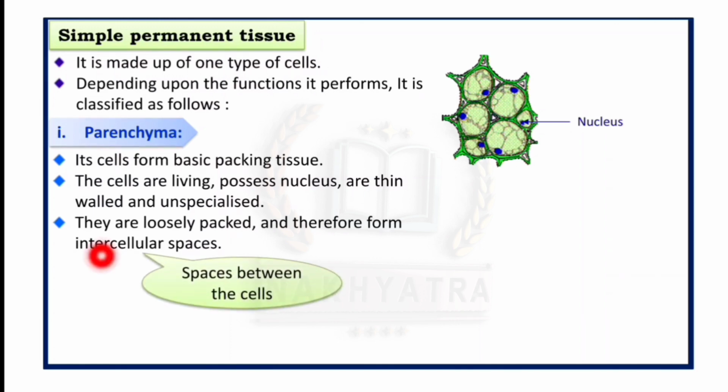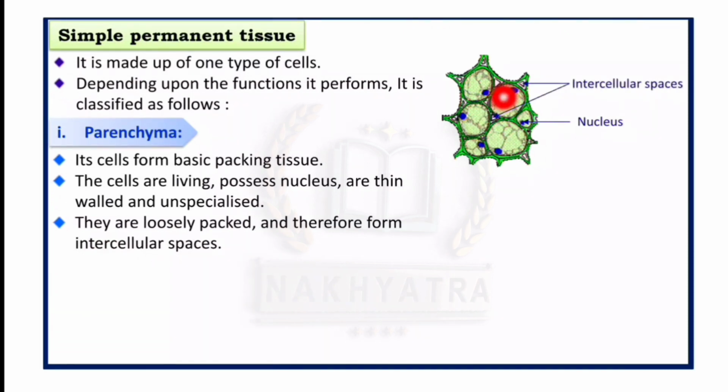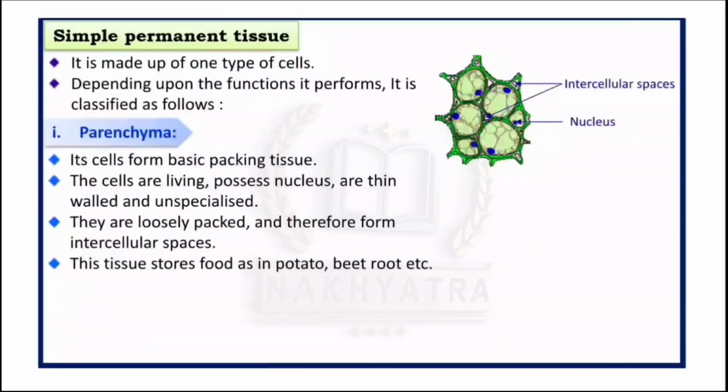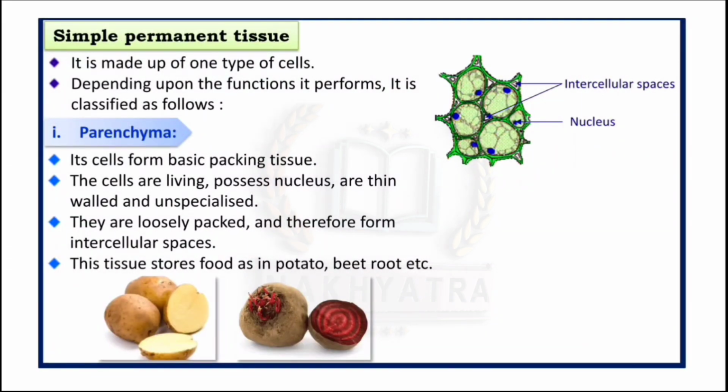Now intercellular spaces means spaces between the cells. So see here, these are the intercellular spaces. Now these parenchyma cells have intercellular spaces for the exchange of gases. Clear? This tissue stores food as in potato, beetroot, etc. So basically this parenchyma is meant for the storage of food in potato, beetroot, etc.